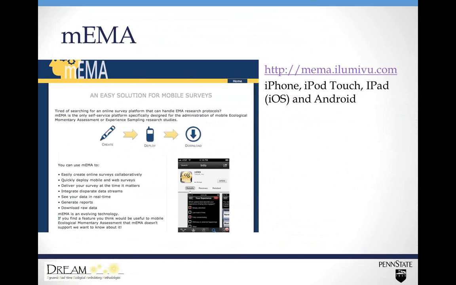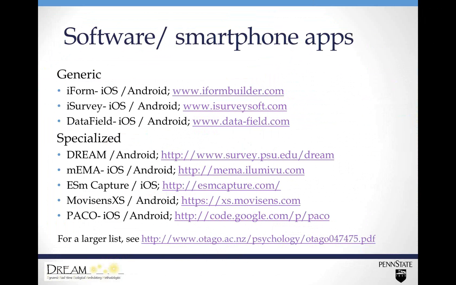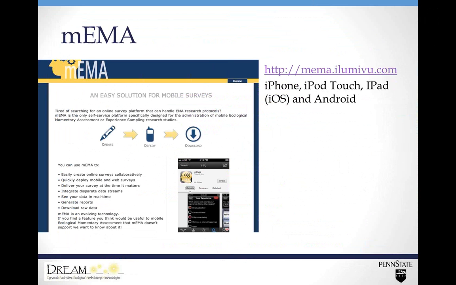There's other companies in Europe, but actually going back to this, the Movisens XS is in Europe, but they only do Android, so you have to be careful with that. So this MEMA is quite good. They started off just being on the iOS, iPhone, iPod Touch, and iPad platforms, but now they've moved to Android. So that's really good. If you're going to be using participants' own mobile phones, it's better to get a software tool that can run on both platforms.